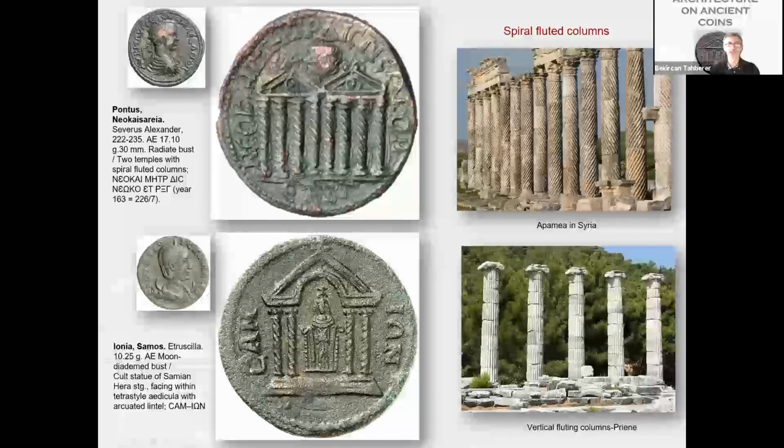ornamentation format. Here is one from Samos in Ionia. And you can even see that it's an Ionic style temple or shrine. Here is an example of vertical fluting columns, and here is an example of spiral fluting columns. So whatever architectural developments happened in actual life is depicted on coins.